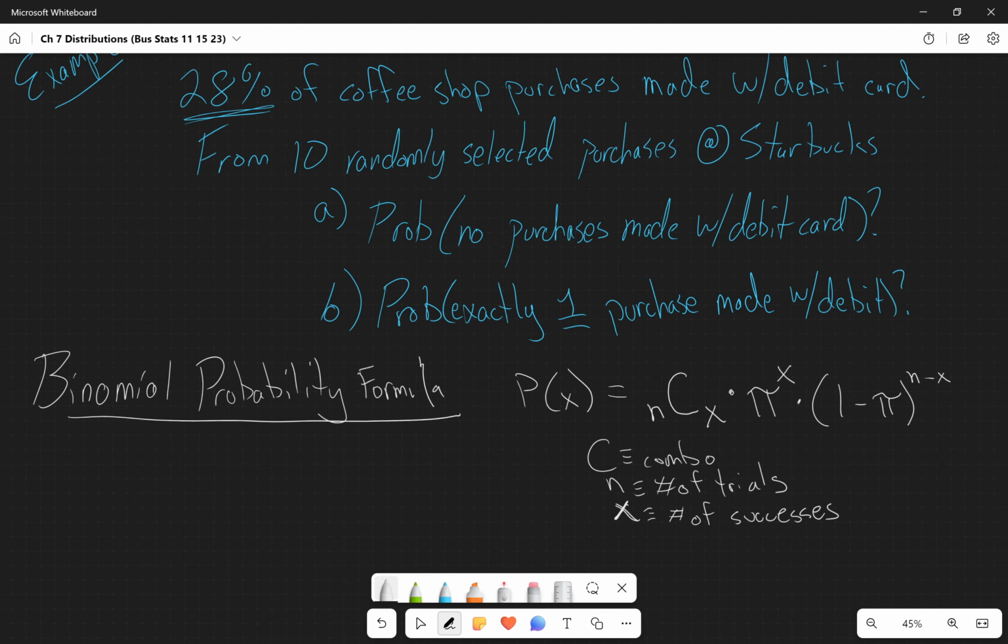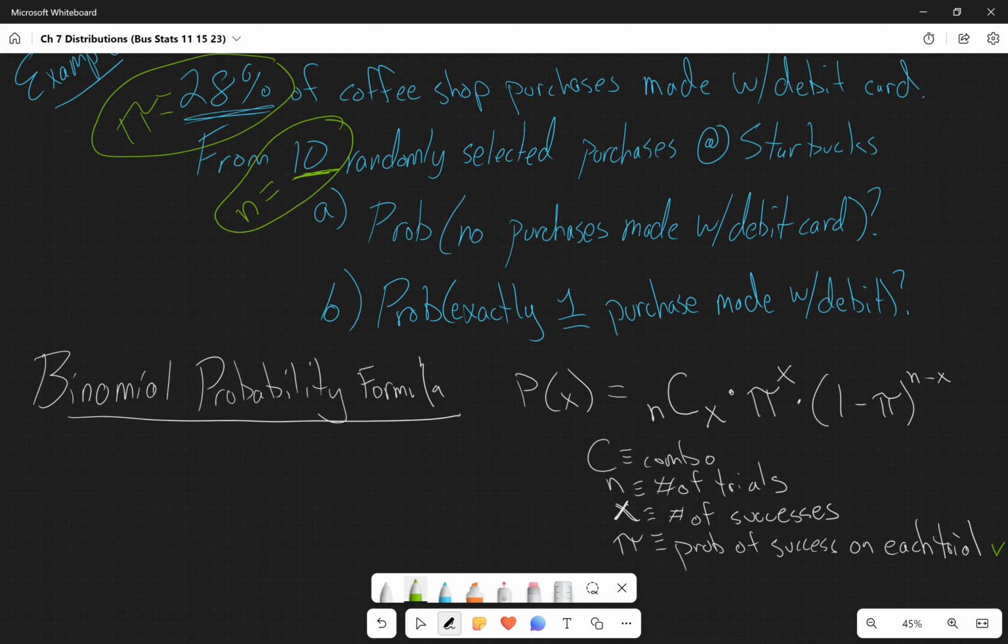And then pi is the probability of success on each trial. So now we need to identify what each one of these things is, right? So we have pi is equal to 28%. So that's this one. Check. Then we have n, the number of trials, right? So we're asked from 10 randomly selected. So that's our n.